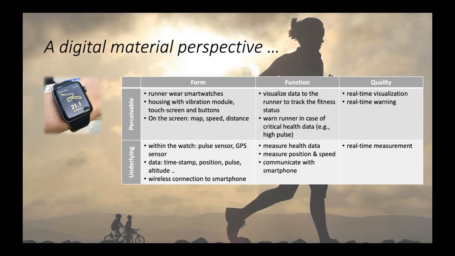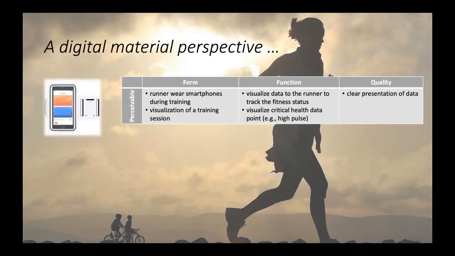And what the watch is doing is it's measuring your health data, which is an underlying function with the pulse sensor. You need to measure your position and speed, which also is an underlying function. And of course, the communication with the smartphone. And in terms of quality, you have real-time measurement. The next one, the app.